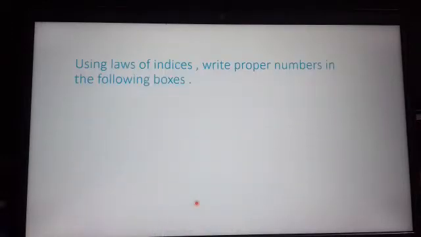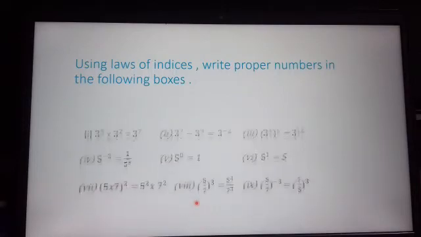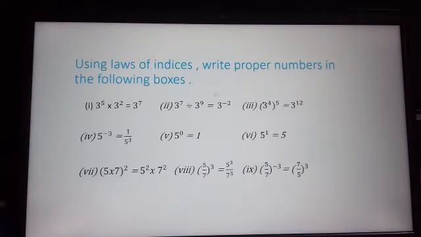And the next part is, using the laws of indices, write the proper number in the following boxes. See, here these answers are written, but in the textbook you have the boxes where you have to write the answers. 3 raised to 5 into 3 raised to 2, that is 3 raised to m plus n, which means 5 plus 2 is 7. 3 raised to 7 divided by 3 raised to 9, that means m minus n, division sign is given, that's why 7 minus 9 is minus 2. 3 raised to 4 raised to the power 5 means a raised to m into n, that is 4 into 5, that is 20, 3 raised to 20.